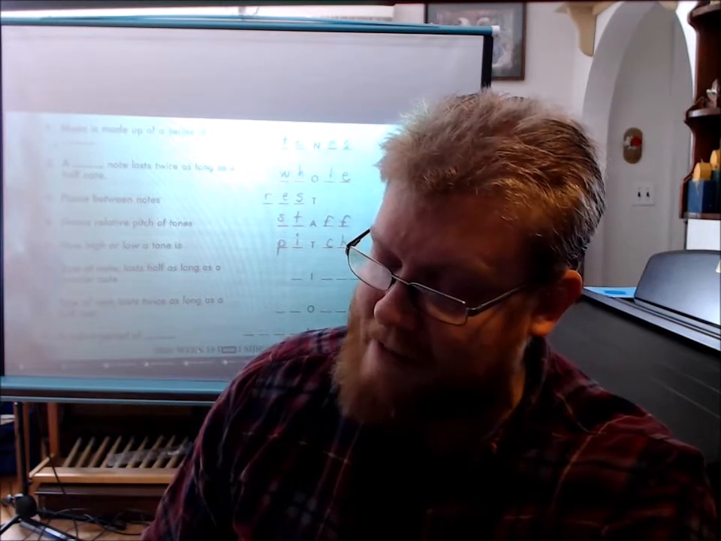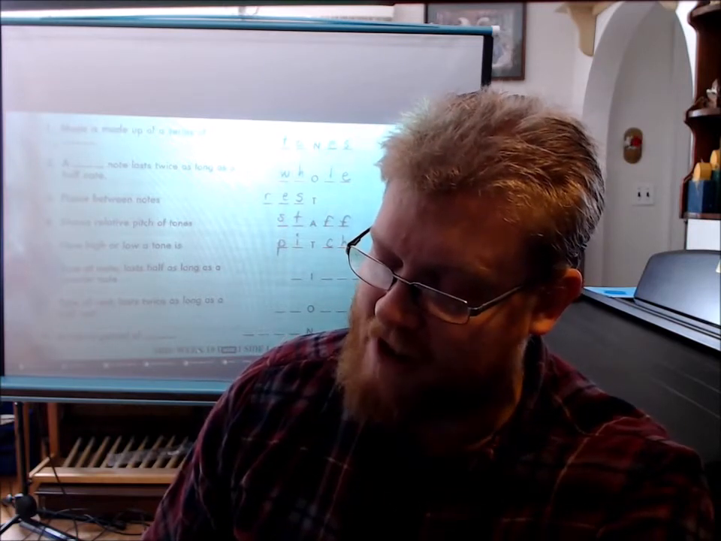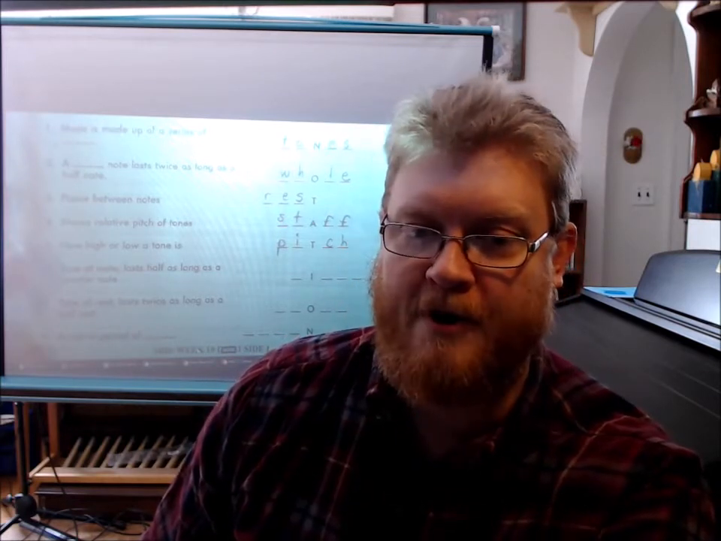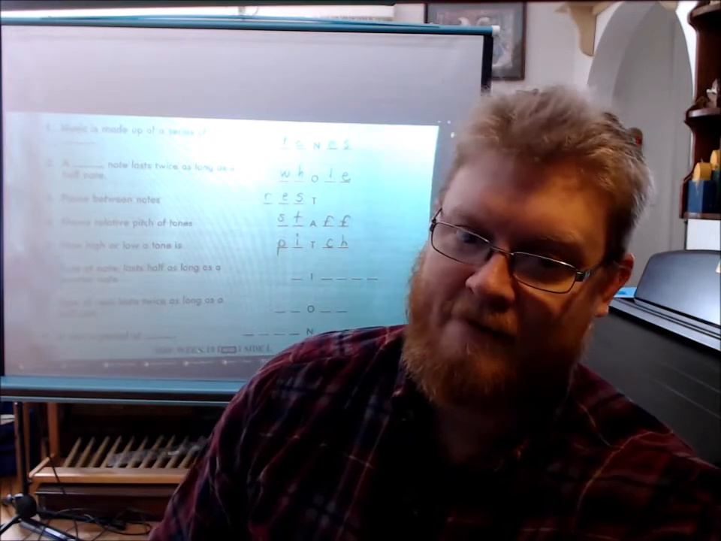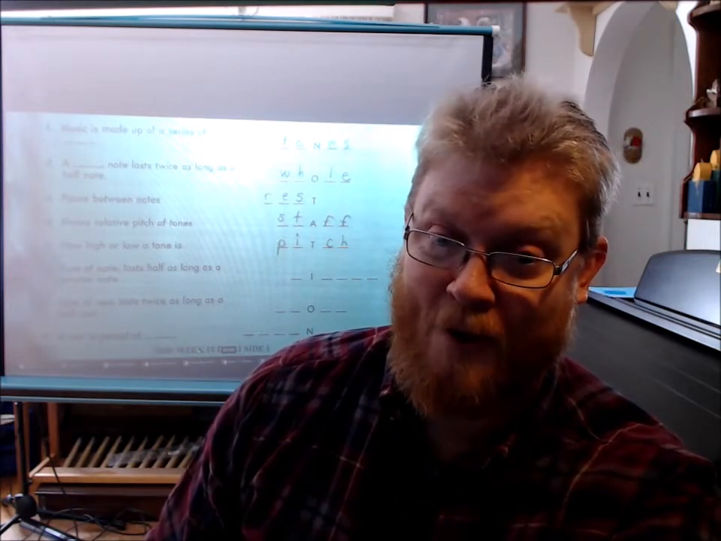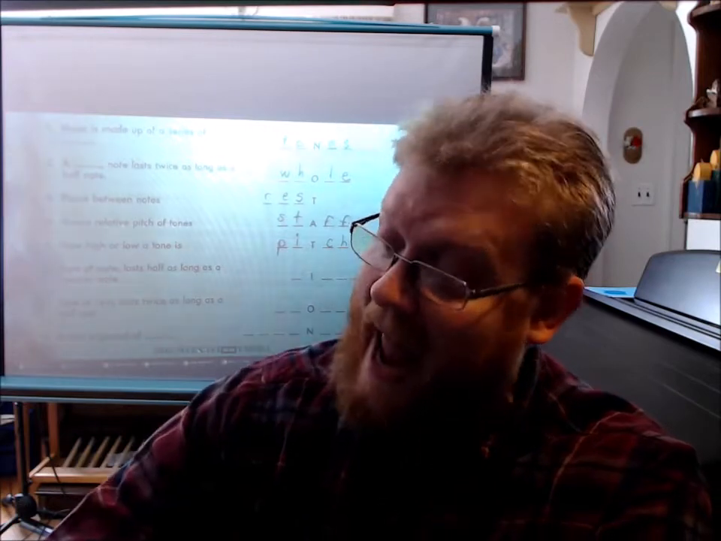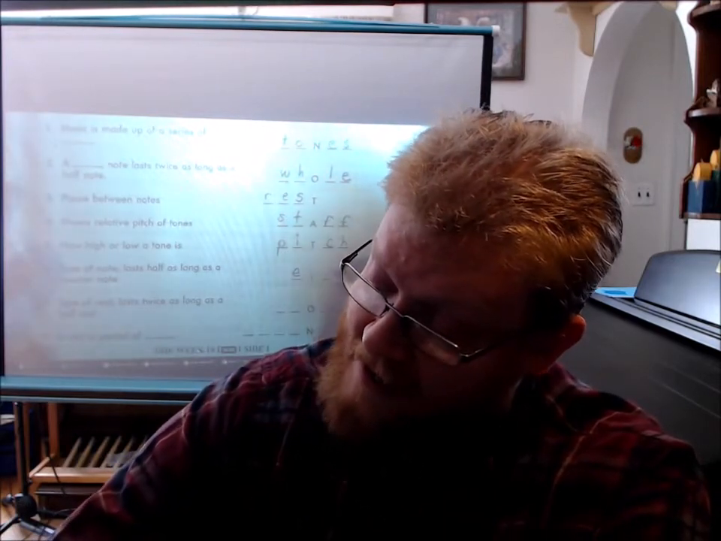Number 6, type of note. It lasts half as long as a quarter note. Or if you remember your fractions, a quarter is a fourth. Half of a fourth would be an eighth. This was in the reading.